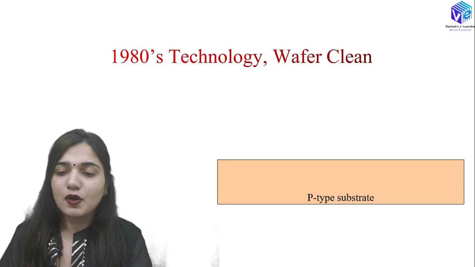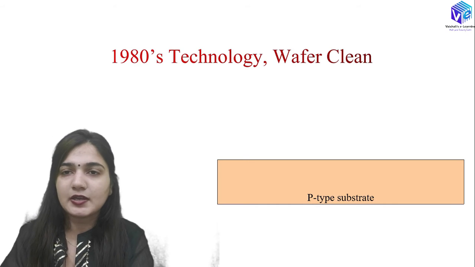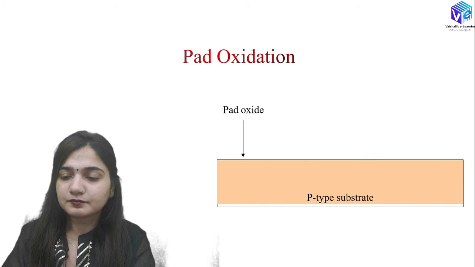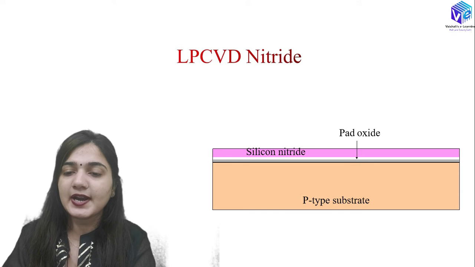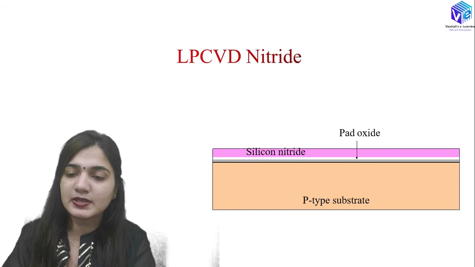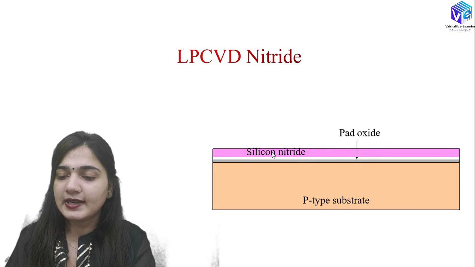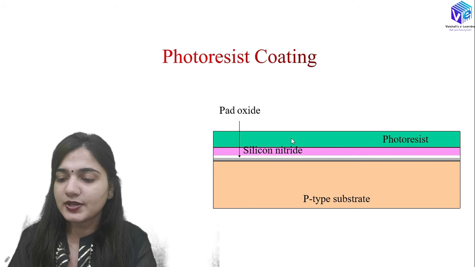You can see, first of all, we can do the wafer cleaning. We have the P type of substrate and we can do the wafer cleaning with the RCA technique. After that we will be having the pad oxidation, right? Pad oxidation is a very thin layer of the oxide. After that we can have the LPCVD of the nitride layer. This is the low pressure chemical vapor deposition of the nitride. This is how I can form the silicon nitride layer over a very thin pad oxide layer. After that we will be having the photoresist coating. Over the silicon nitride I will be having the photoresist layer.